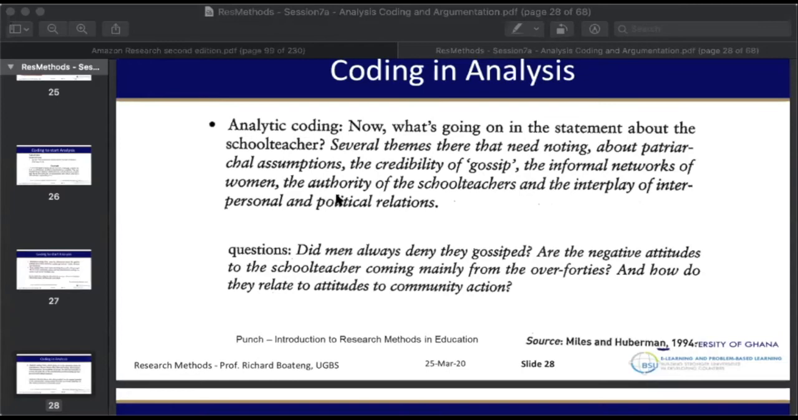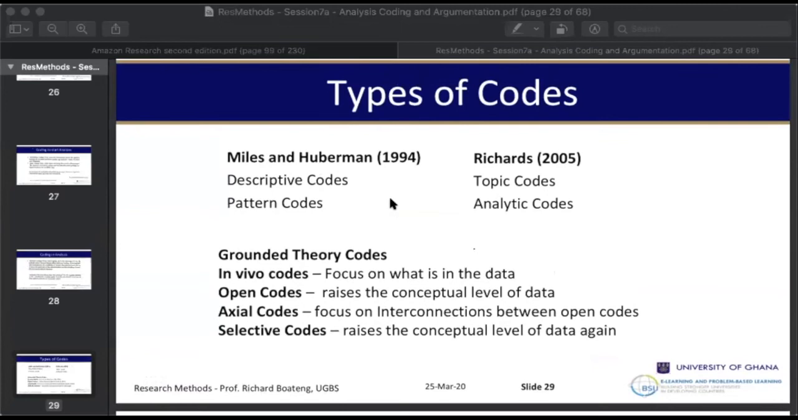Okay, so in analytical coding, we are going to combine the two levels, the two discussions that we had before, so that we can interrogate and have the inference or the pattern that we are actually observing from what the person is saying. Now, I mentioned earlier that these types of codes are all dependent on who is writing.